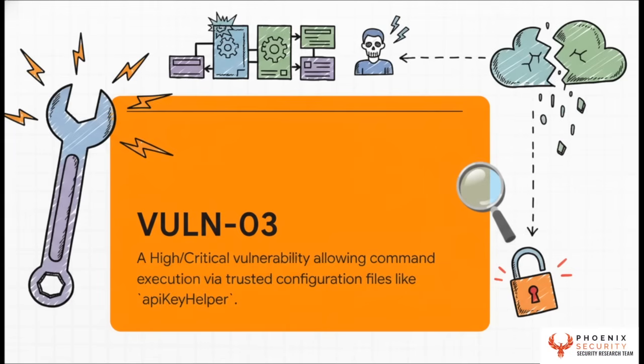Here, the injection happens in a configuration file. An attacker can sneak in a custom command, something called an API helper, that the agent is built to trust and run to fetch credentials. And that trust gets completely, fatally abused.